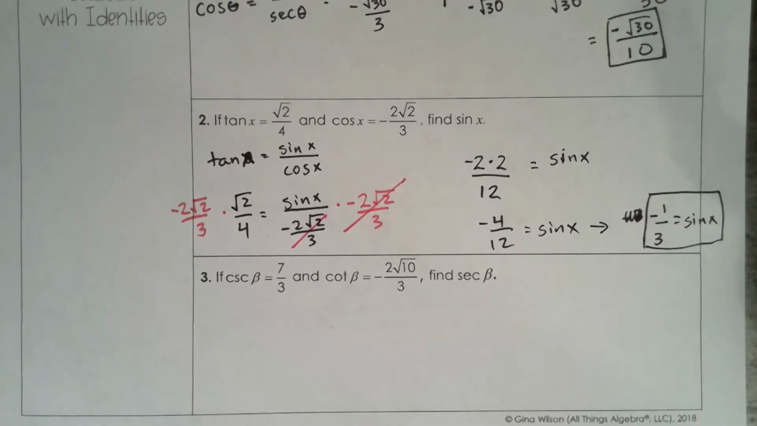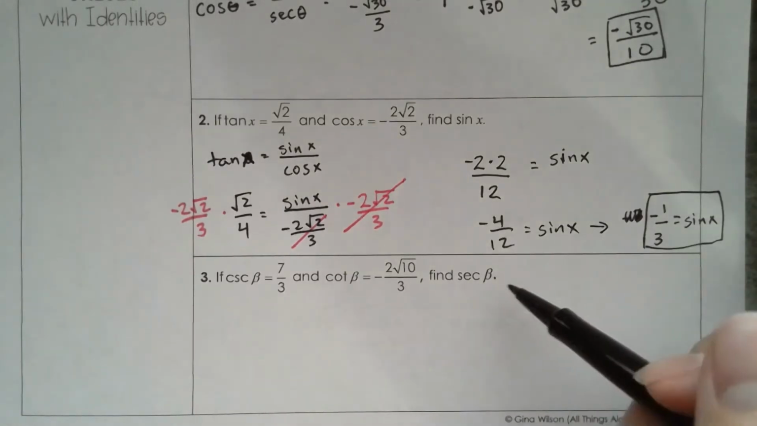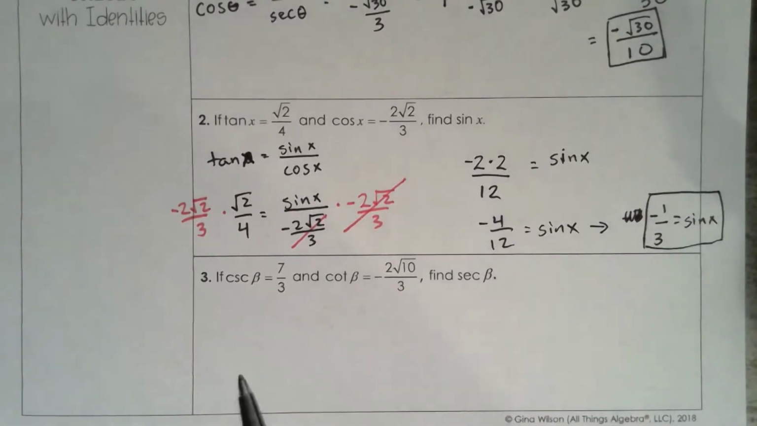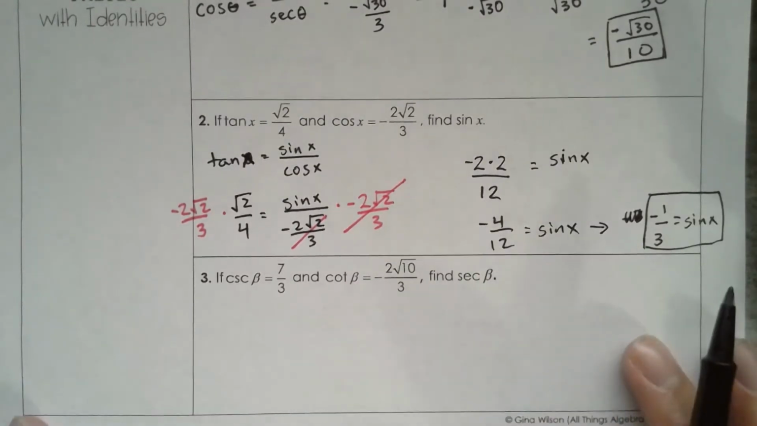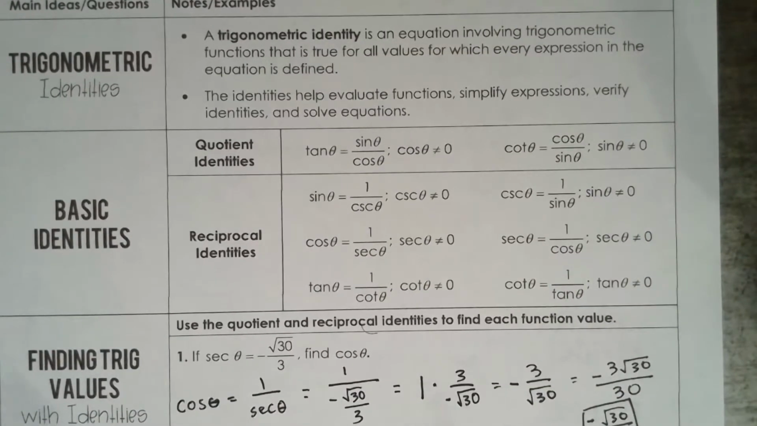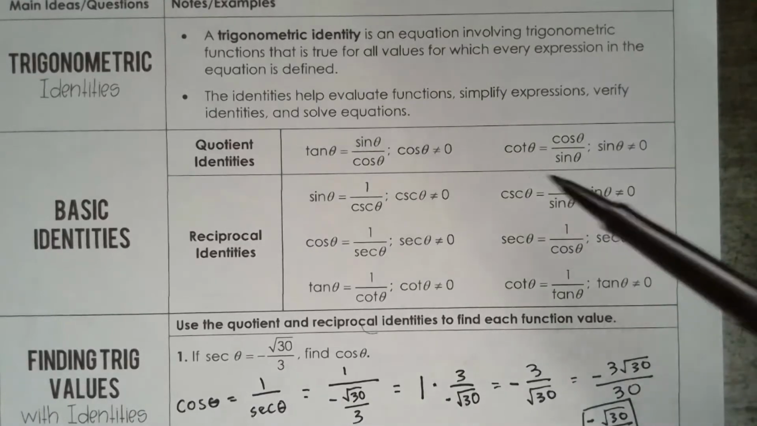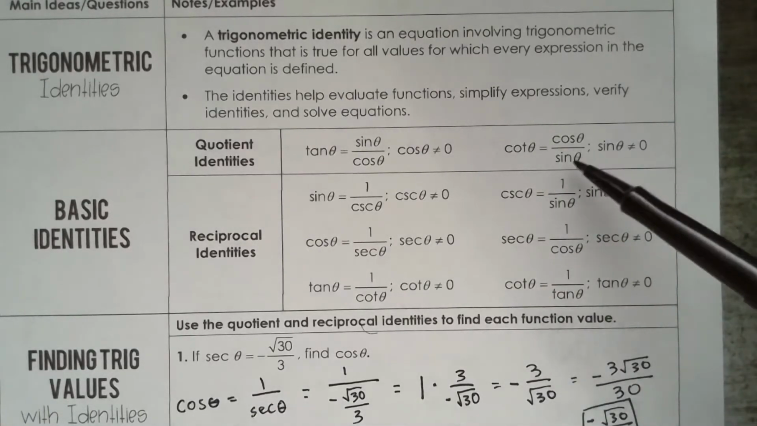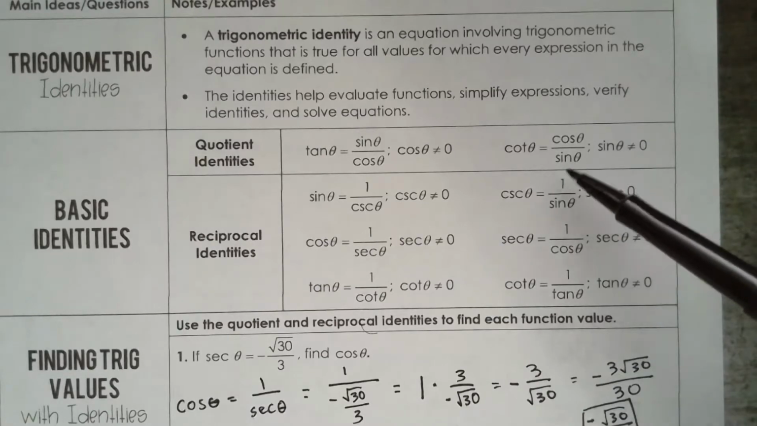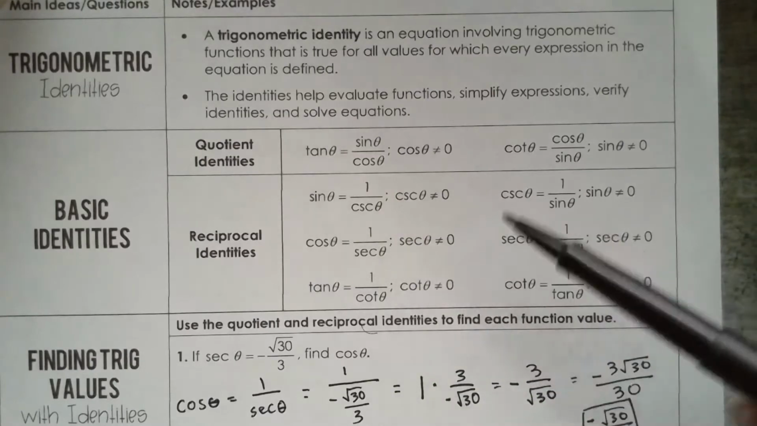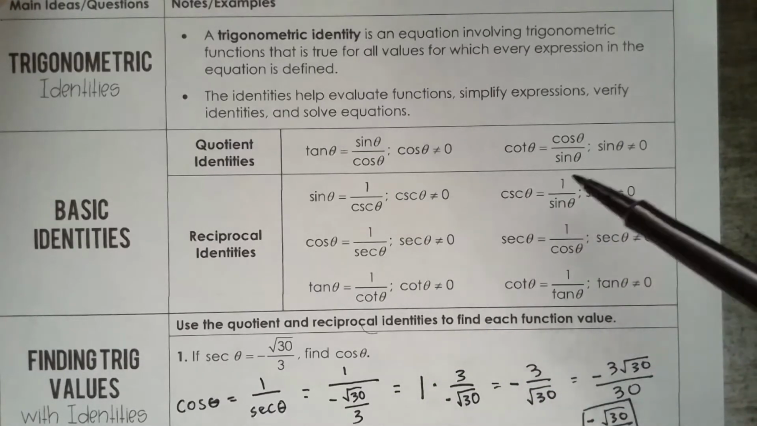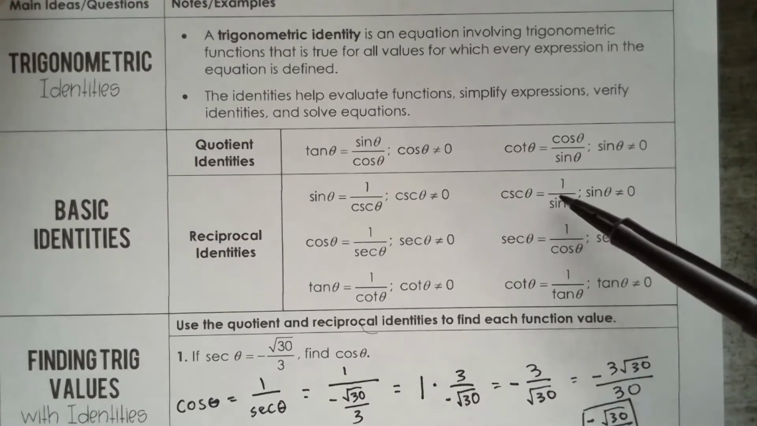Find secant beta. Okay, I have cosecant and I have cotangent, so let's go over to our table of identities here and see what we can work with. Cotangent is cosine over sine. Cosecant is 1 over sine theta. Cotangent is also right here, 1 over tangent.